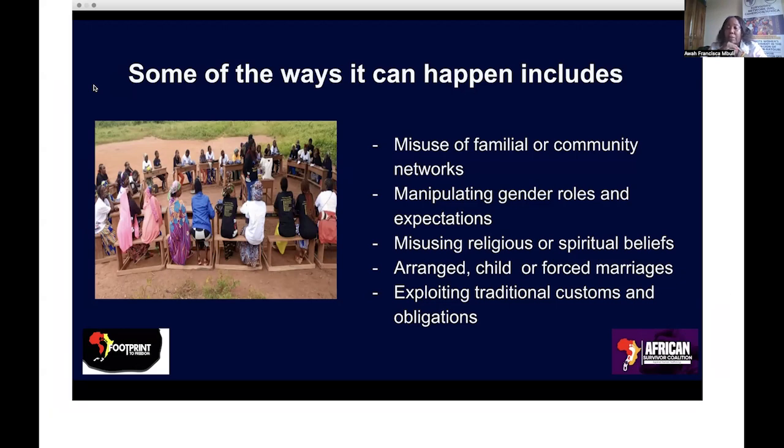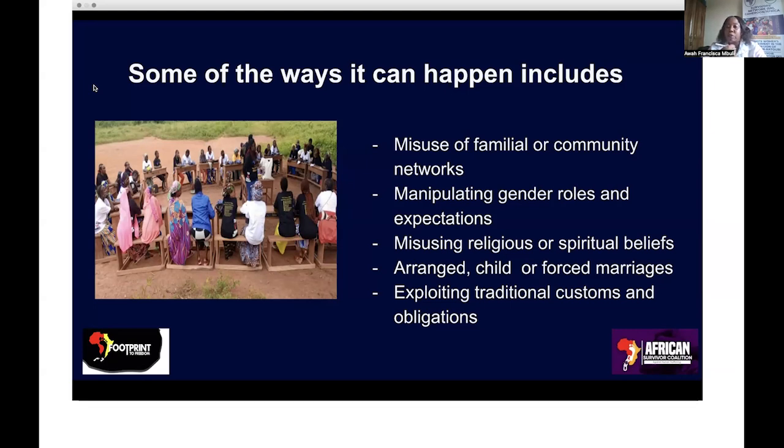So we have misuse of familial or community networks. People will ask you for your children, or as a community leader, you will need people to come and help you. But when you overdo it, I think you are misusing that privilege given to you, or you are misusing the child that was given to you, maybe to assist you in the form of a house girl, as Joy highlighted. We have manipulative gender roles and expectations. We have misusing religious or spiritual belief. Again, we have arranged child or forced marriages. Then we have exploiting traditional customs and obligations.